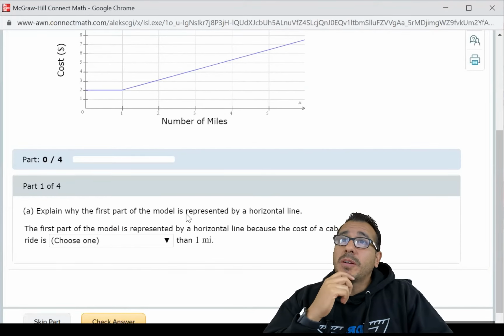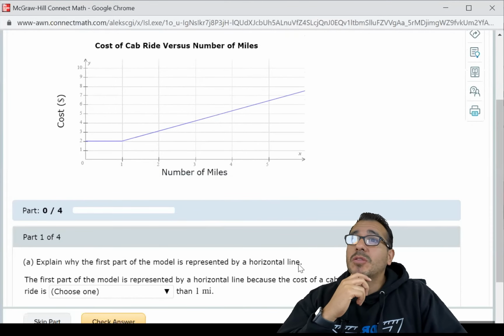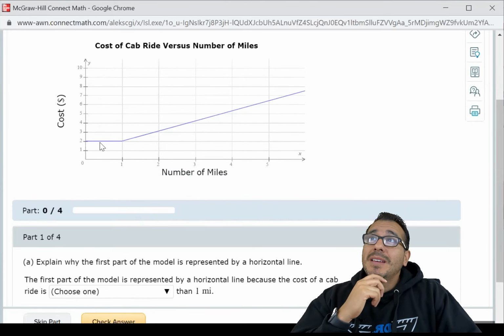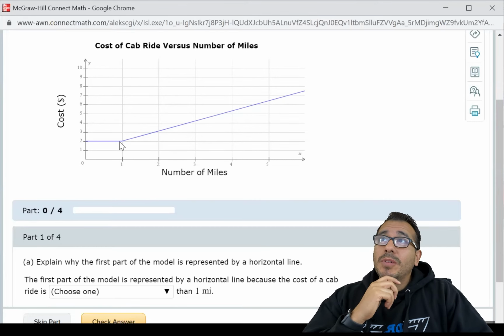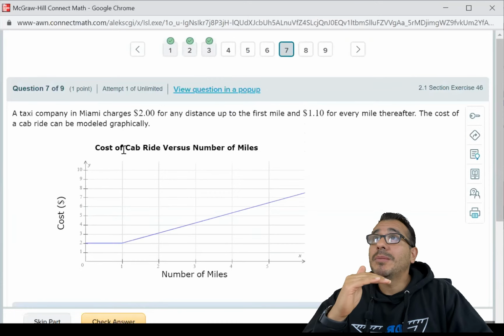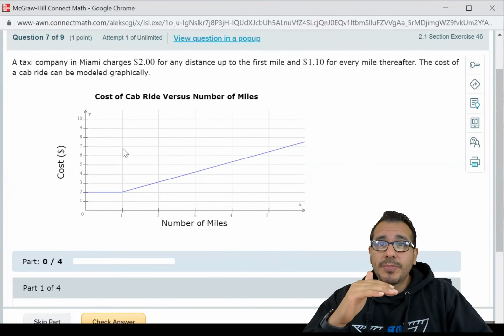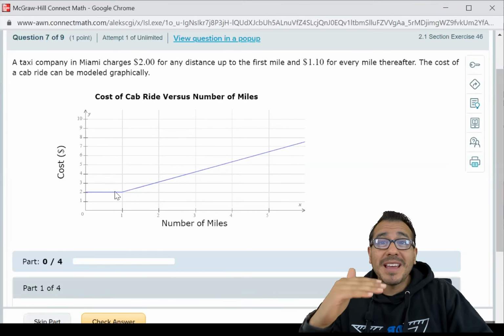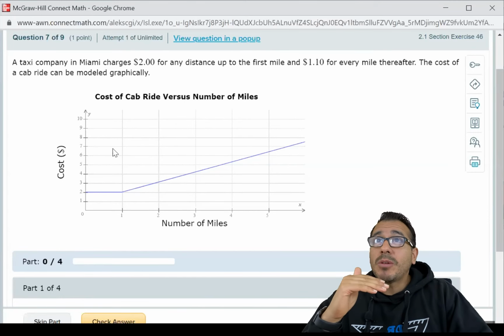explain why the first part of the model is represented by the horizontal line. Well, we see as long as you haven't passed that first mile, the price is fixed, right? You're gonna be charged $2 as long as that distance is less than or equal to a mile, right? So that's why that flat line is right here, because the price has not changed. And that's what this graph represents.